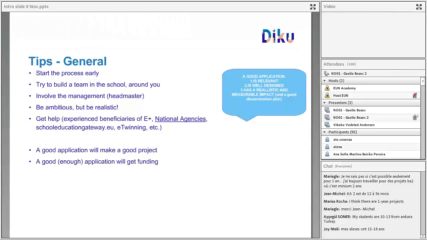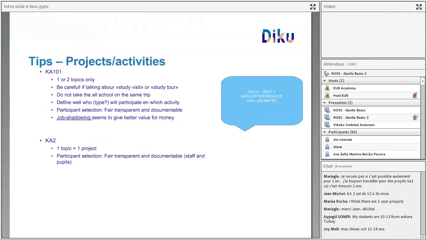Okay. I see that I have only a few minutes left, but that's okay. I would like to say as well that a good application will make a good project, and a good application will get funded. So start with the application. That's where everything happens actually at the beginning.